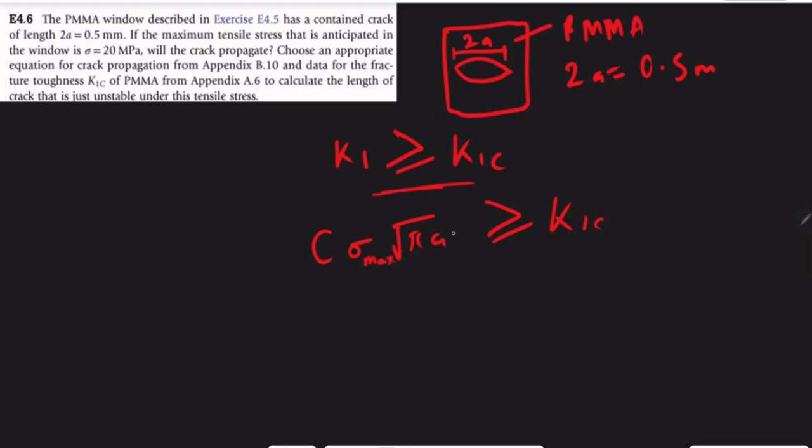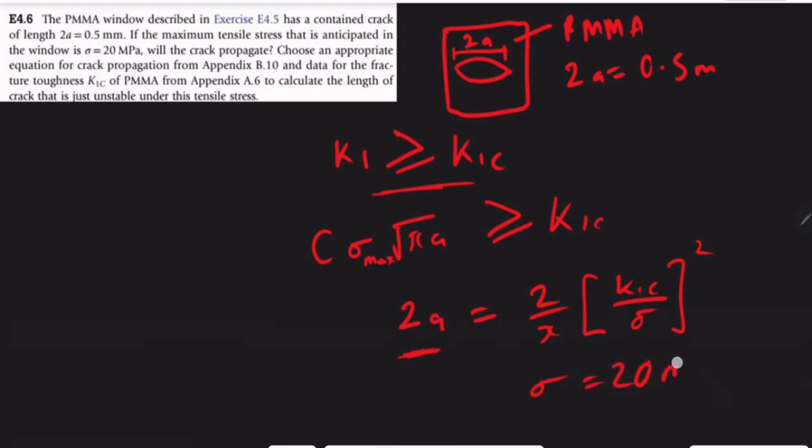We are trying to find the value of A, or the value of 2A, that will make this material fail. So we make A or 2A the subject of the formula. We say 2A is equal to 2 divided by pi, times K1C divided by the stress, all raised to the power 2. So 2A is the value of the crack that will propagate when stress is at maximum, and the maximum stress that is given to us here is 20 MPa.